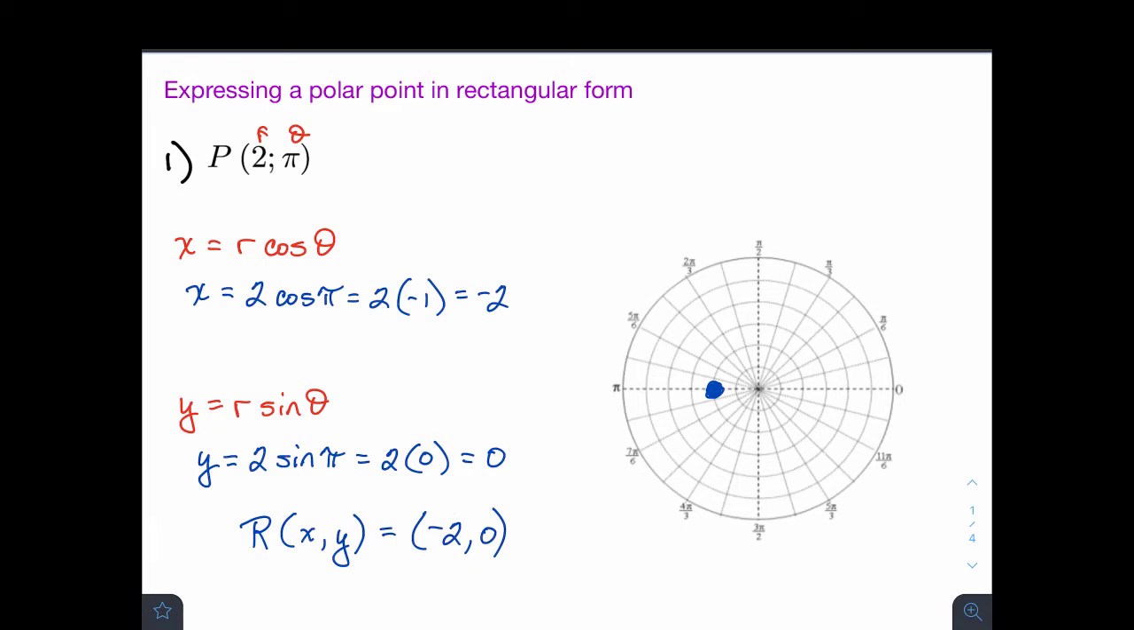So think about that. It kind of makes sense. We know where the point -2, 0 would lie on the Cartesian plane, over on the negative side of the x-axis, which is, in terms of the polar graph, pretty much in the same location. So it does make a lot of sense. Let's take a look at another example.